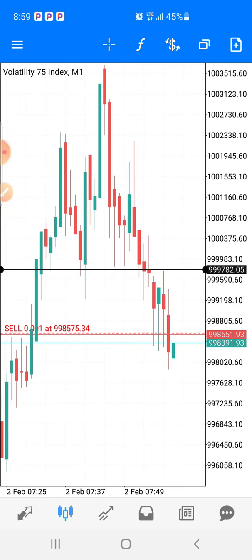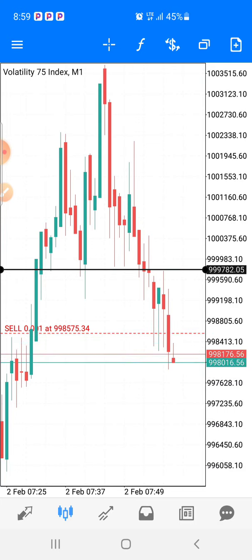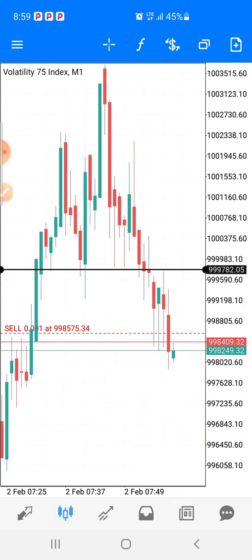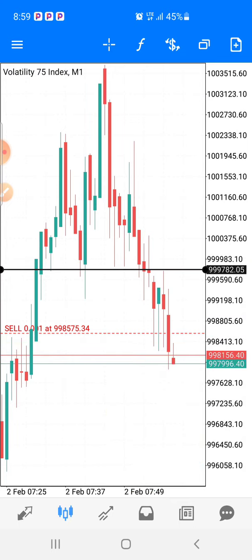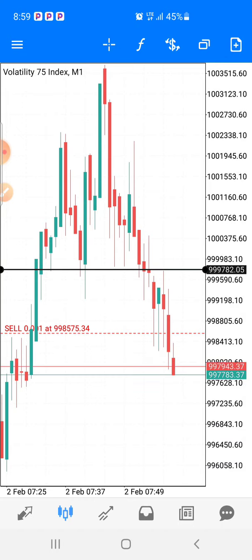You can just pick $1, $2, $5, depending on your loss size. See, I'm using the lowest loss size. So if you are scalping, you should know that you are increasing your lot size a bit, but you should know your capital, how much you have.